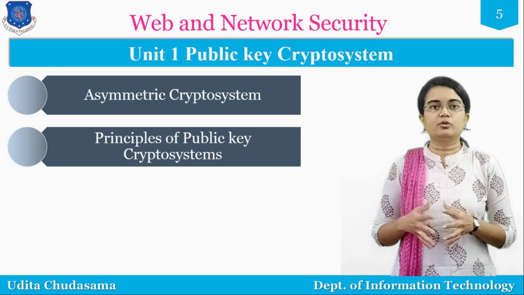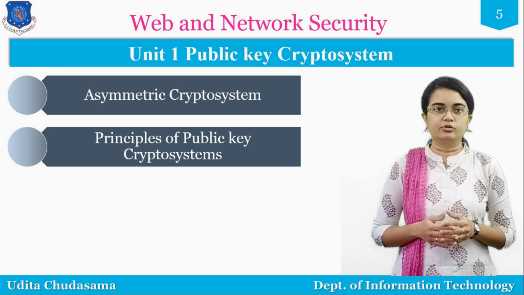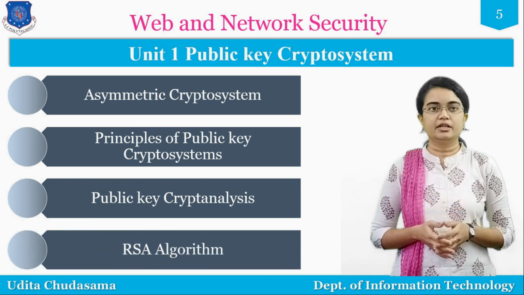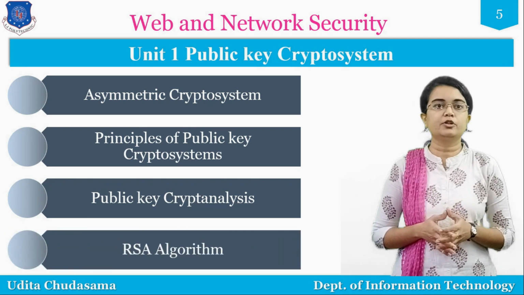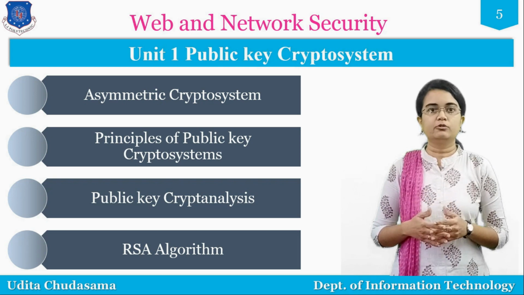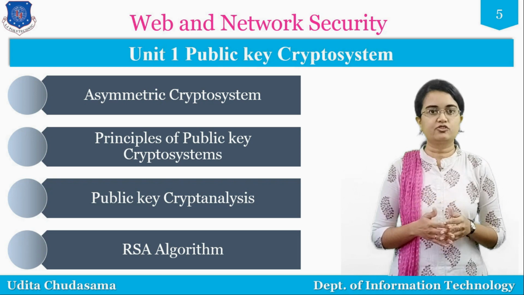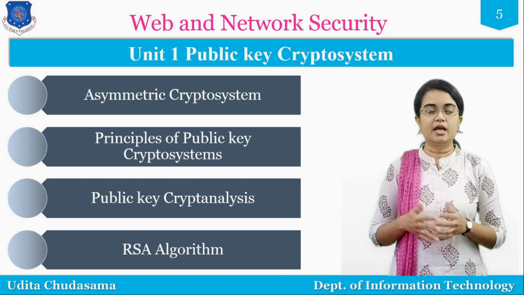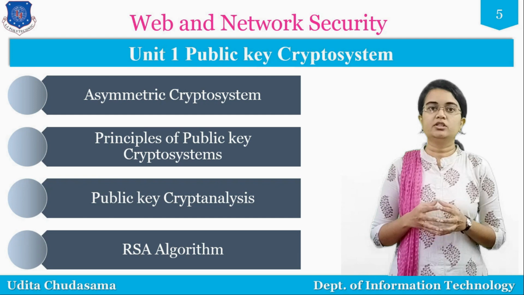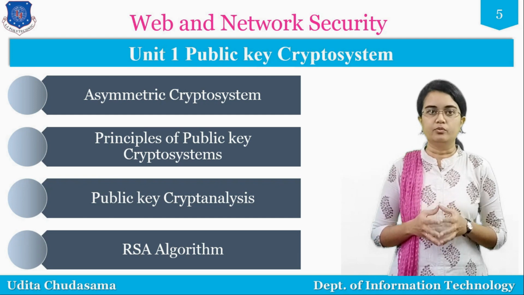Then the next topic is the RSA algorithm. The RSA algorithm that is used for asymmetric encryption is the heart of this particular chapter. The RSA algorithm is one of the algorithms used for key exchange, encryption, decryption as well as digital signature. So this was all about chapter number 1, or unit 1.